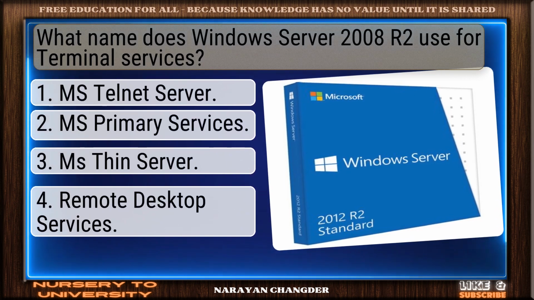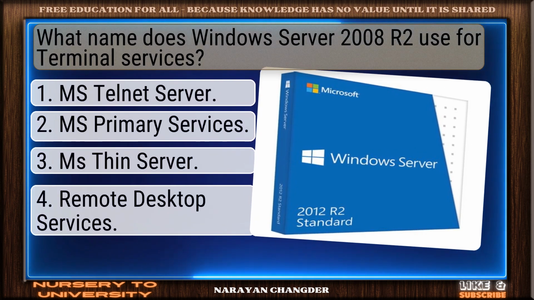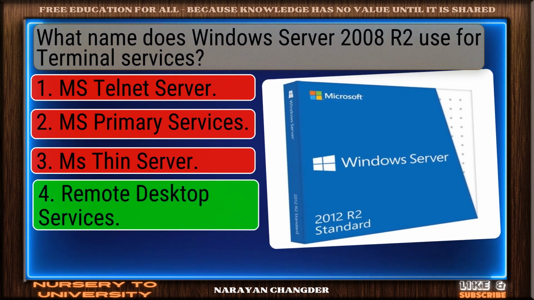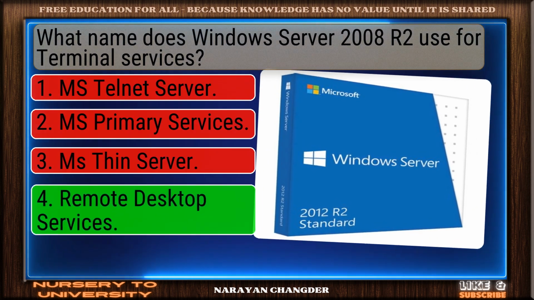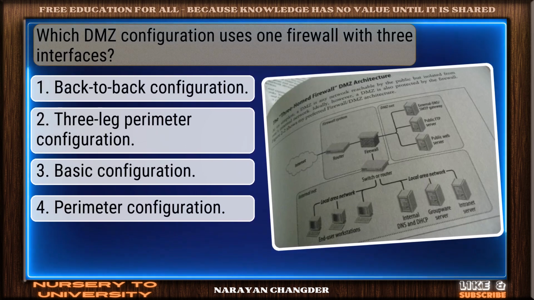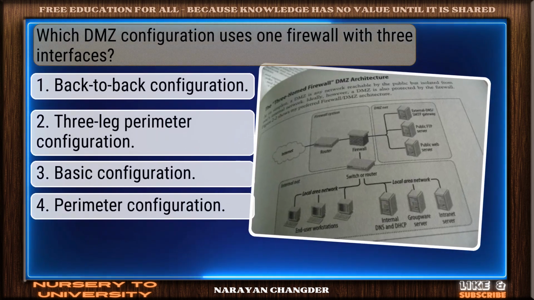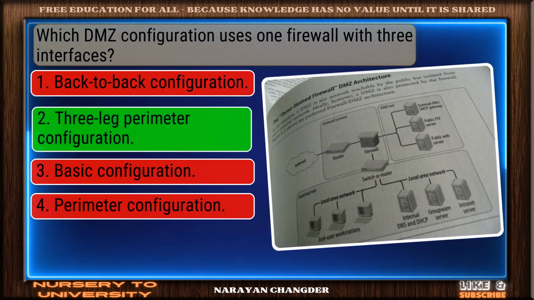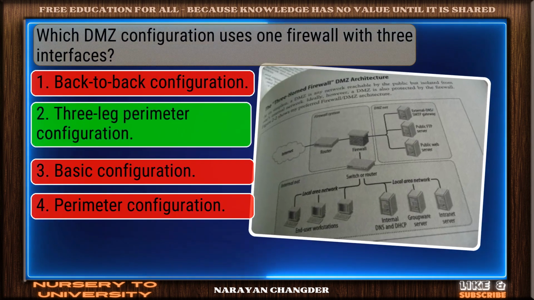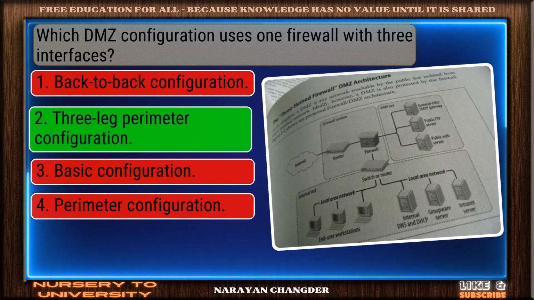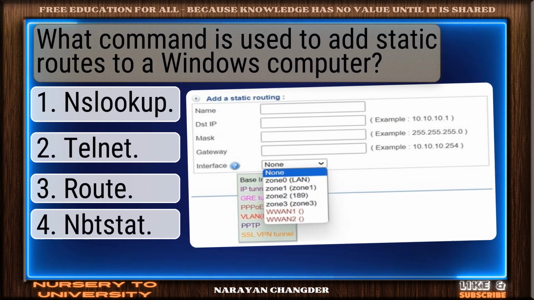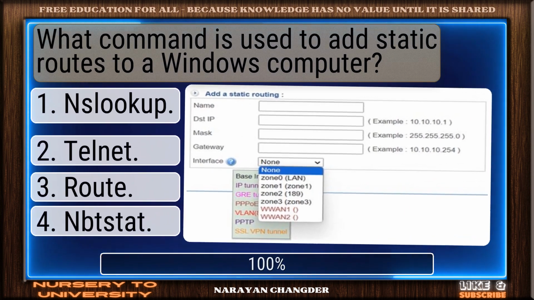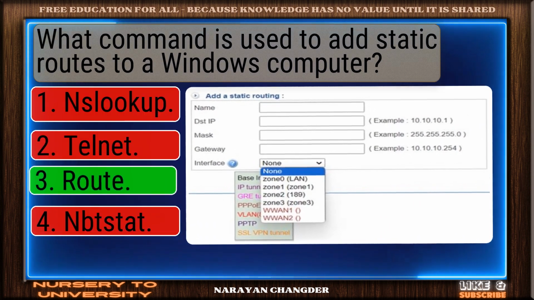What name does Windows Server 2008 R2 use for Terminal Services? Correct. Remote Desktop Services is the right answer. Which DMZ configuration uses one firewall with 3 interfaces? Nicely done. 3-leg perimeter configuration is a solid answer. What command is used to add static routes to a Windows computer? Right choice. Route is the best answer.